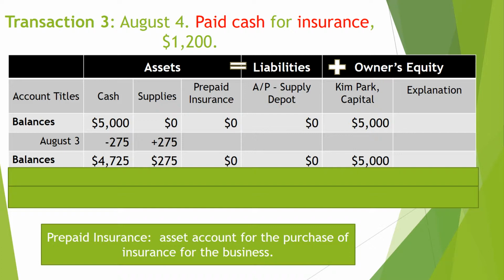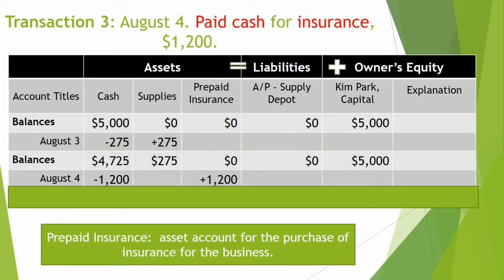The prepaid insurance account is an asset account for the purchase of insurance for the business to protect the business against loss such as fire, water damage, and building destruction. So let's record our entry. August 4th, our cash account will decrease by $1,200. Our prepaid insurance account will increase by $1,200. Why? Because we have more insurance.